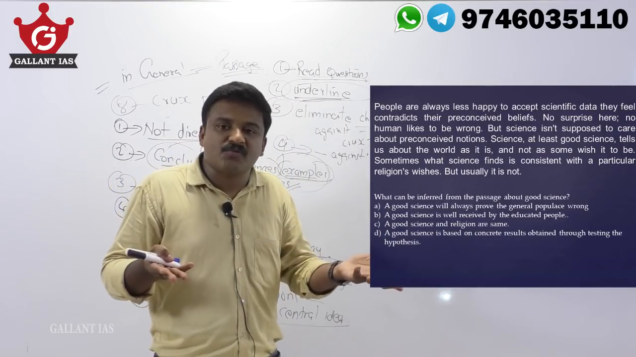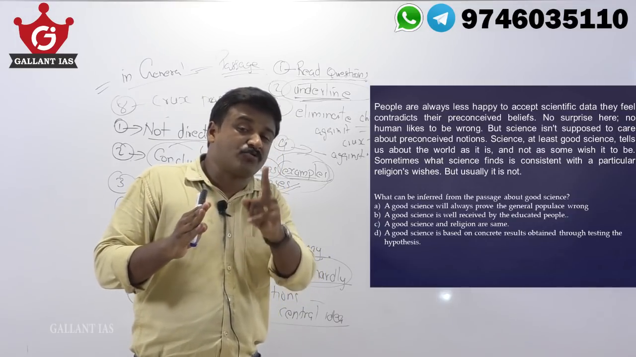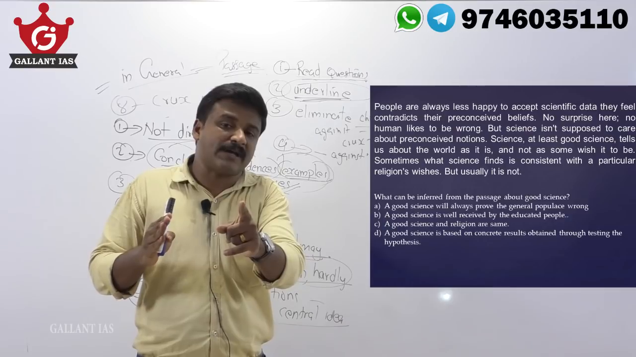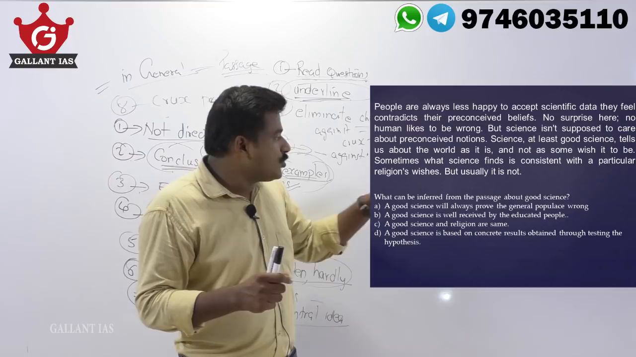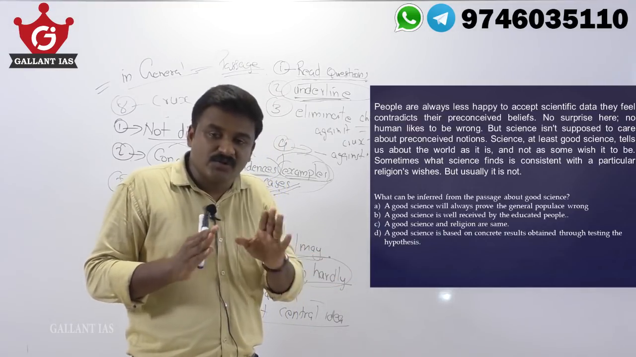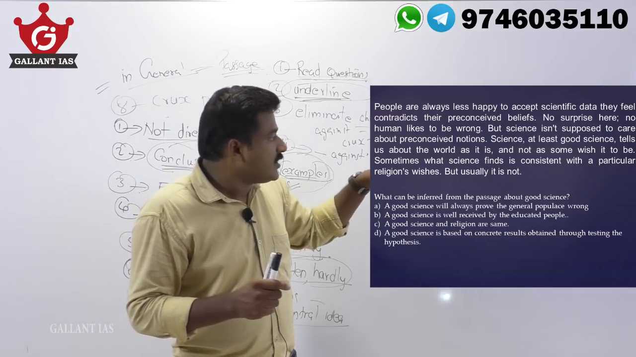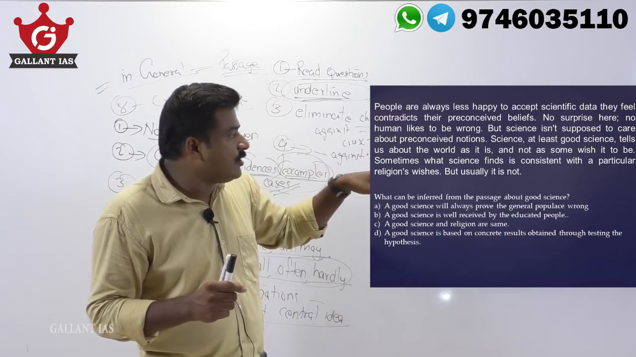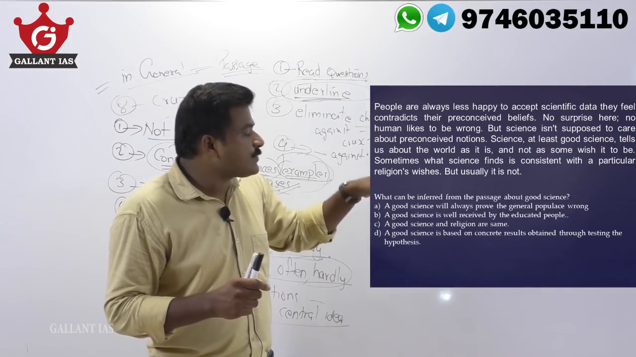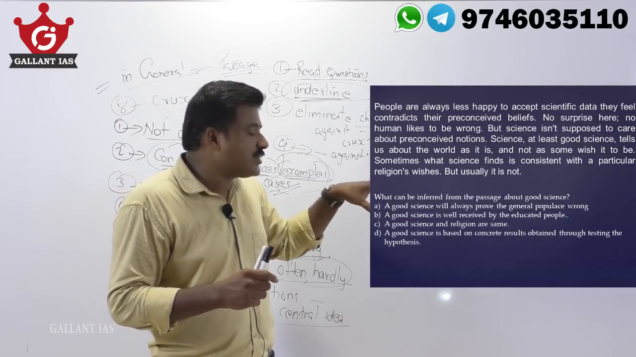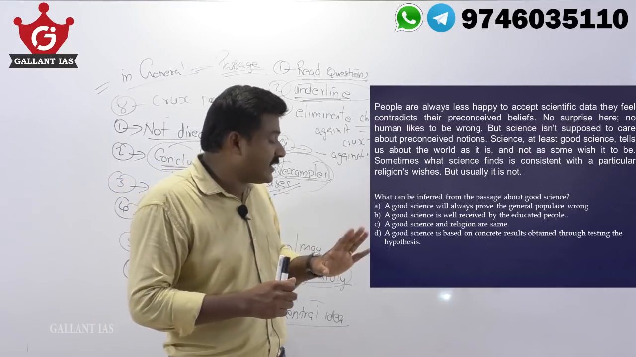So that is no discussion, this is out of the context. When you solve a passage, take care that your answer has to be strictly based on whatever is discussed in the passage, not outside the passage. So this is not discussed in the passage. A good science and religion are same. This is also something against what is discussed in the passage. See, science, at least good science, tell us about the world as it is and not as some wish it to be. And also, sometimes science find it consistent with the particular religious wishes. Sometimes, and usually it is not. So that statement you can easily eliminate.